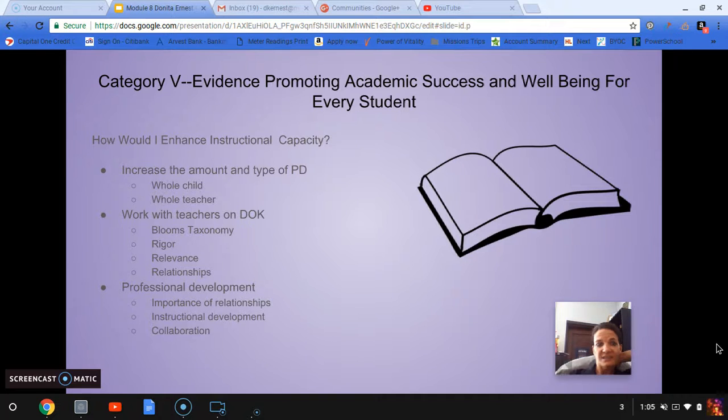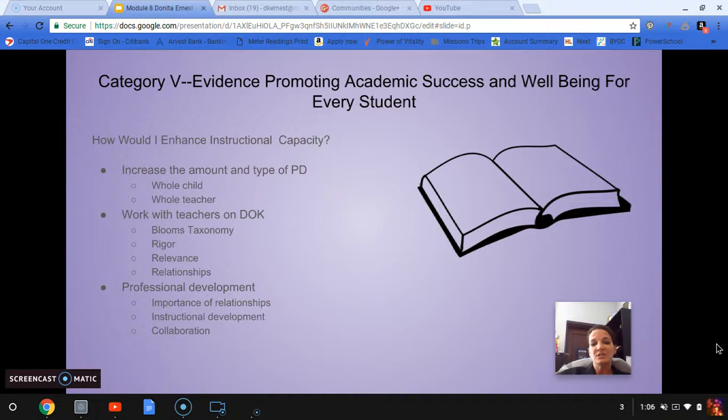How would I enhance instructional capacity? Well, increase the amount and the type of professional development to look at the whole child and the whole teacher. Let's focus a little bit more on that social emotional part right now and back off the academic just a little bit. And let's see if we can look at this from a different perspective.